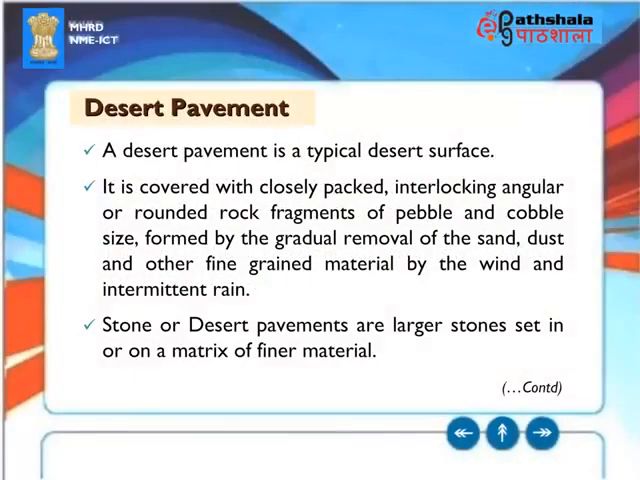Desert pavement. A desert pavement is a typical desert surface. It is covered with closely packed, interlocking, angular or rounded rock fragments of pebble and cobble size, formed by the gradual removal of the sand, dust, and other fine-grained material by the wind and intermittent rain. Stone or desert pavements are larger stones set in or on a matrix of finer material.